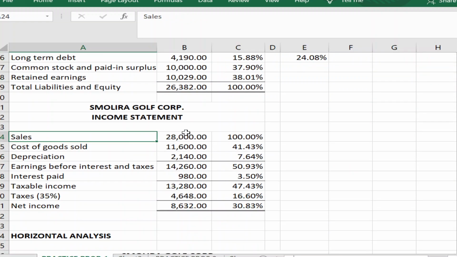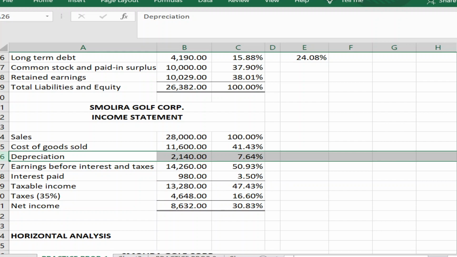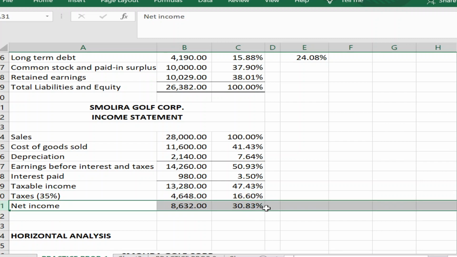So we can see here that out of the total sales, 41.43% will be consumed by the cost of goods sold, and 7.64% goes to depreciation, and then we deduct the interest, that would be 3.50%, and the taxes, we cannot avoid this one, so that comprises 16.60% of the total sales, which gives us 30.83% of net income over our total sales.